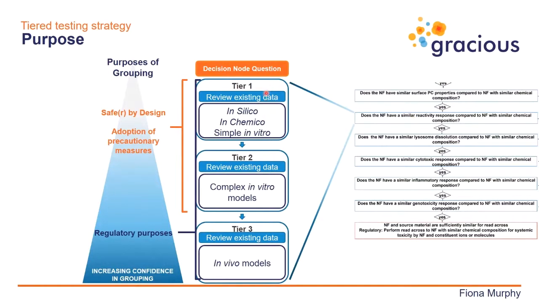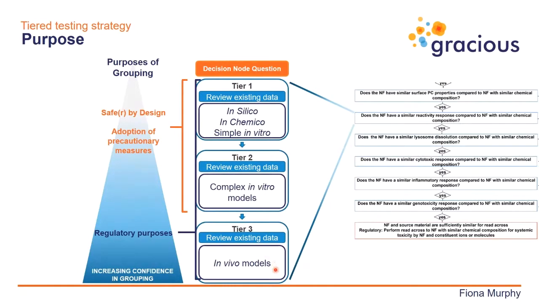Tier 1 being simple methods such as in silico, in chemico, or in vitro methods. So in silico is computational modeling. In chemico is just chemical testing, and the simple in vitro models would just be a monoculture of one cell type.